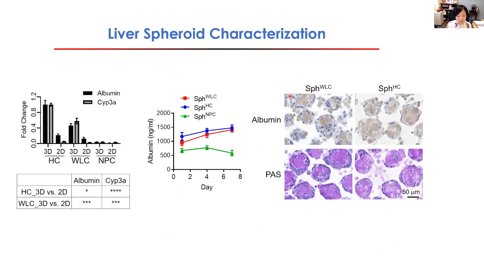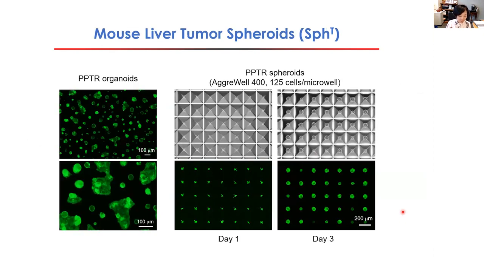And they also have a very nice expression of marker genes such as albumin and CYP3A. Now we have these normal spheroids, and we want to study liver-tumor interaction. Of course, then we have to have tumor spheroids.